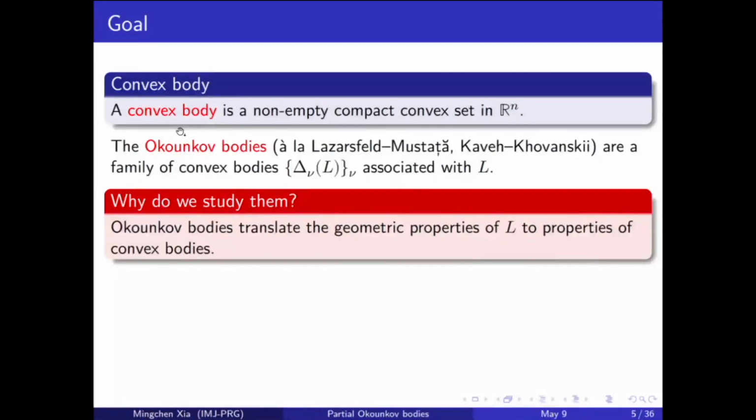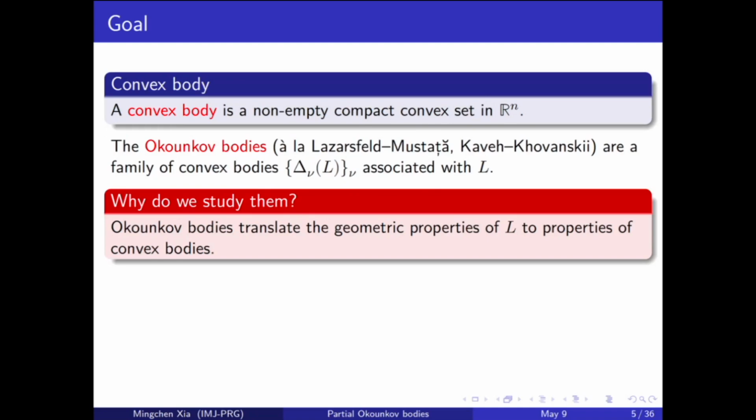And what is the Okounkov body? It is something introduced more than 10 years ago and has been well studied in the literature. Initially, they were introduced by Lazarsfeld and Mustată and Kaveh and Khovanskii based on the work of Okounkov. And the Okounkov bodies are not a single convex body, but really a family of convex bodies parameterized by some parameter nu here. And I'll explain the parameter later on. They're associated with the given data of the line bundle L. So given a line bundle L, you have a canonical family of convex bodies associated with it.